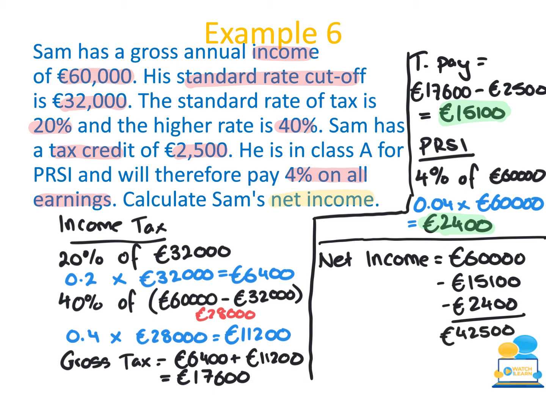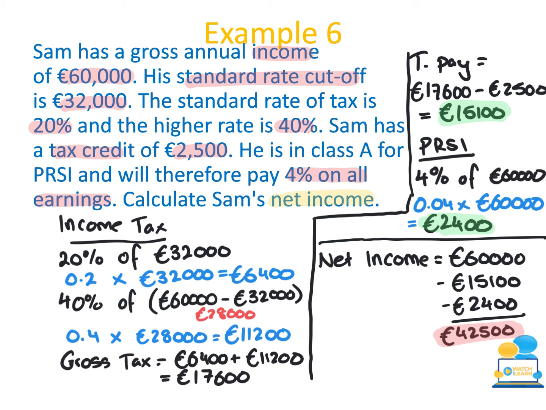42,500 exactly. So we can see here that Sam started off with 60,000, after his income tax kicked in, after his PRSI kicked in, he was left with a take-home pay of 42,500. So again, two separate taxes, income tax and PRSI, they don't mix with each other. You do them separately, but you take them both away from the gross income.